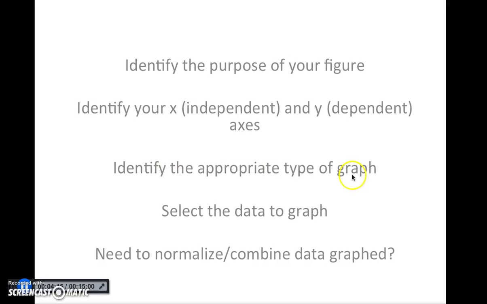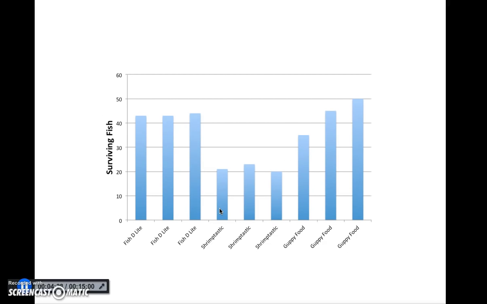Okay, so which type of graph, bar chart or scatter? Well, remember it depends on your x-axis, which here is fish food. That's not quantitative, it's not numerical, right? So I'm going to have to use a bar chart. All right, so let's look at what my graph looks like. Okay, so on my x-axis, I've got my fish brands, and I've graphed the number of surviving fish here.